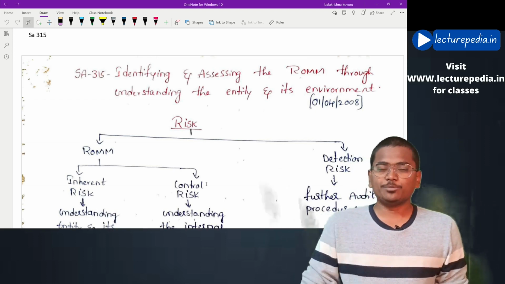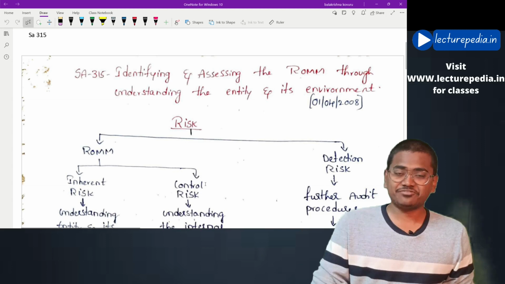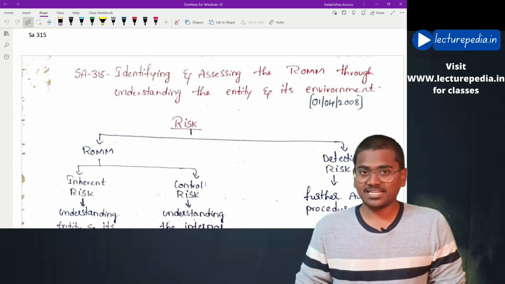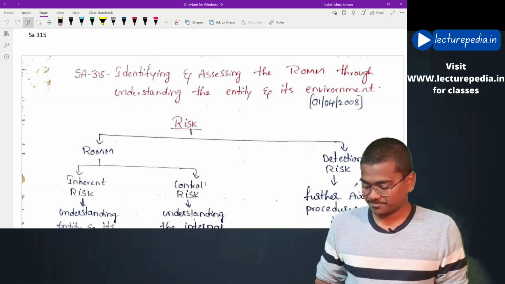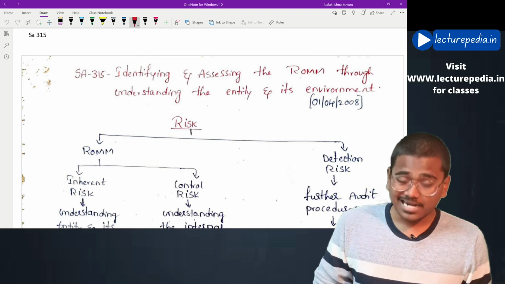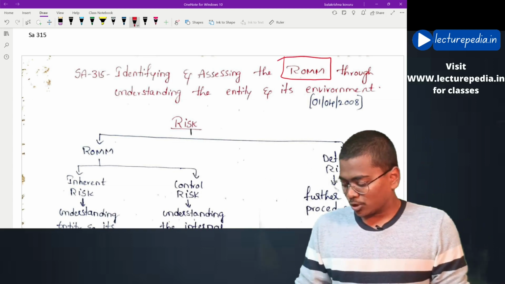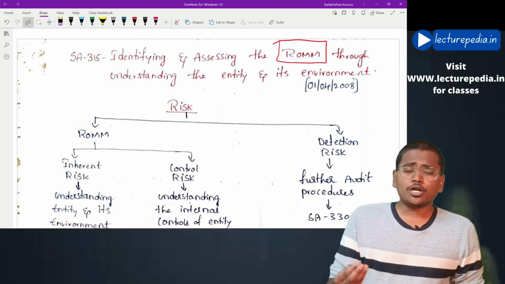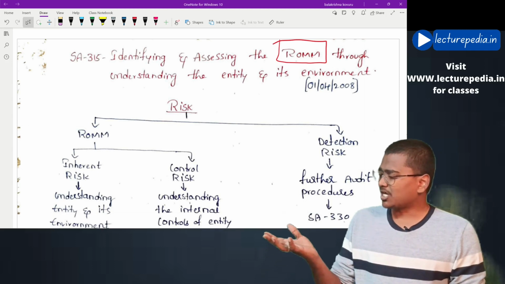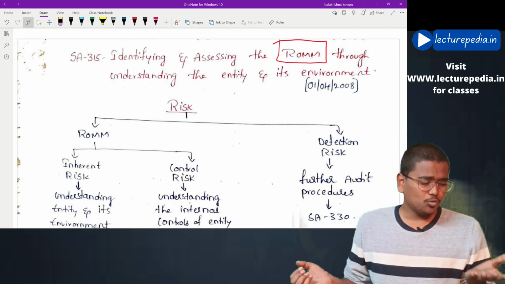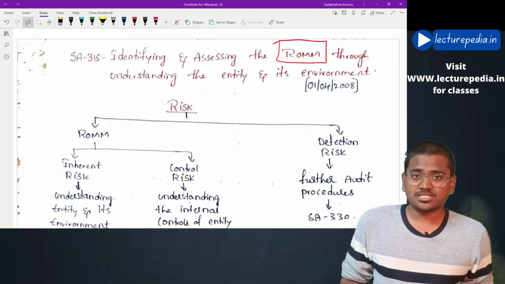In this video, we will be revising SA 315, a very important standard, identifying and assessing the risk of material misstatement through understanding the entity and its environment. See, this standard mainly deals with risk of material misstatement. Now you can get a doubt that auditor is conducting audit of financial statements. Now, during the audit of financial statements, why are we talking about risk? What is the importance of this concept of risk?